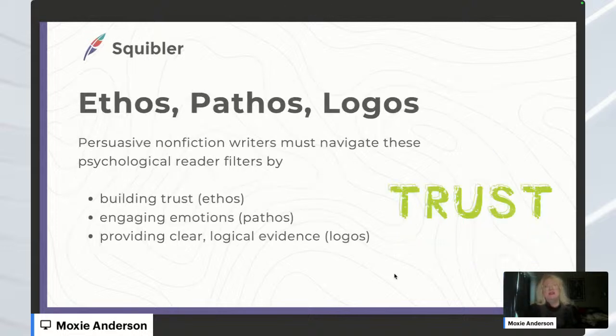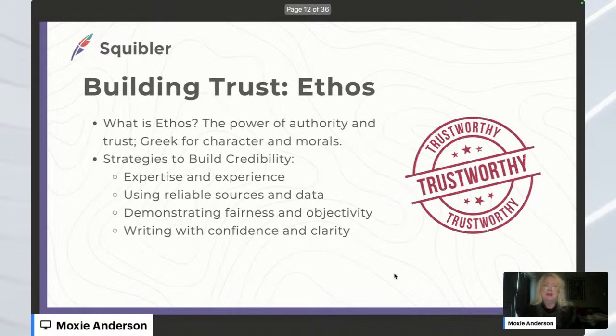The next thing that you want to consider as you're working on your persuasive book are ethos, pathos, and logos. Persuasive nonfiction writers have to learn to navigate these psychological reader filters, and there are ways to do this. For ethos, you're going to have to build trust. For pathos, you want to engage with emotions. And for logos, you want to provide clear logical evidence.